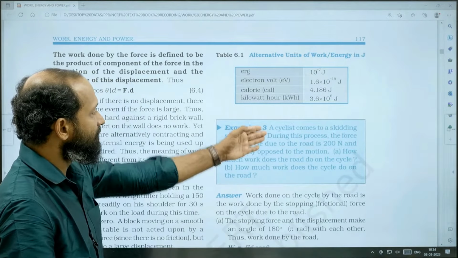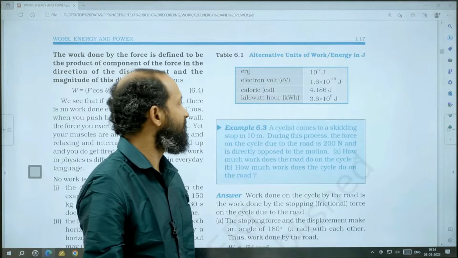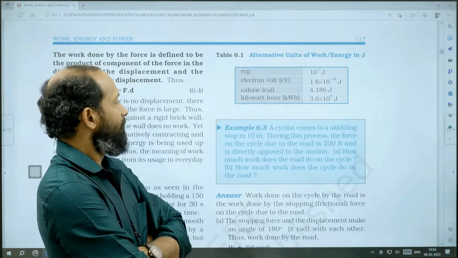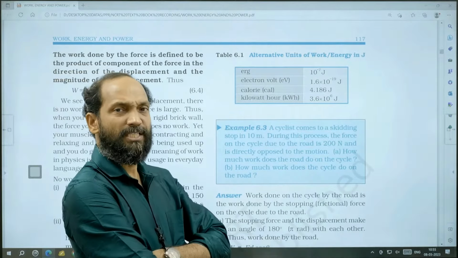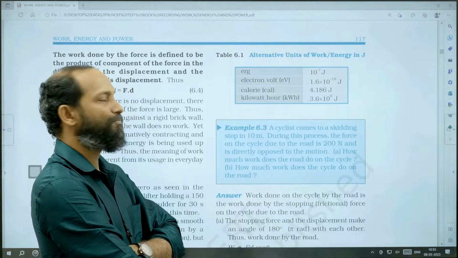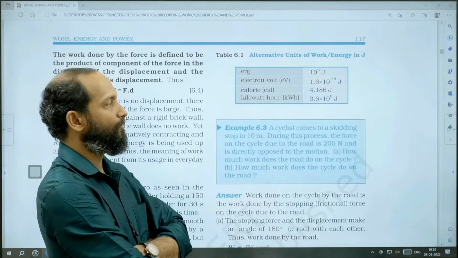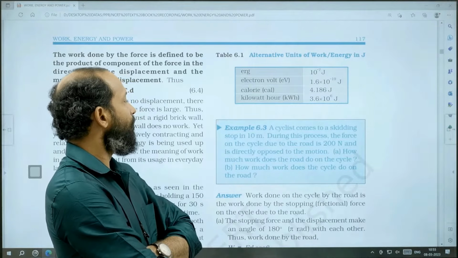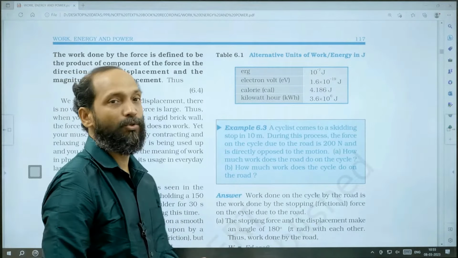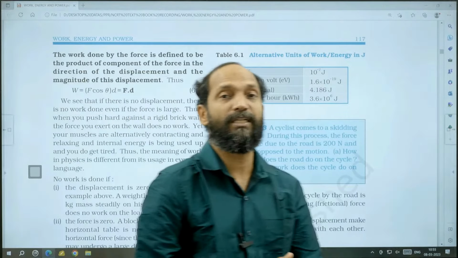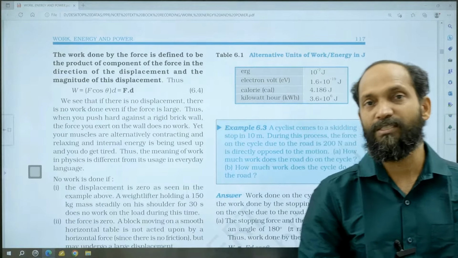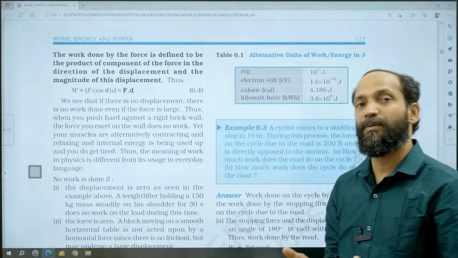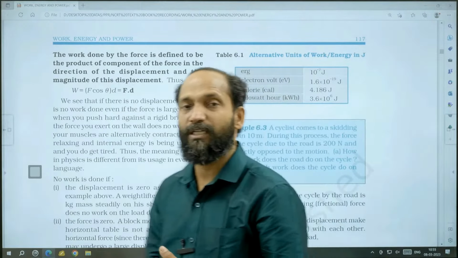A cyclist comes to a skidding stop in 10 meter. Friction should be there, then only there is a skidding stop. The friction involved is sliding friction. Force on the cycle due to the road: the road exerts a force of 200 Newton on the cyclist. What is the force on the road from the cyclist? Given 200 Newton.